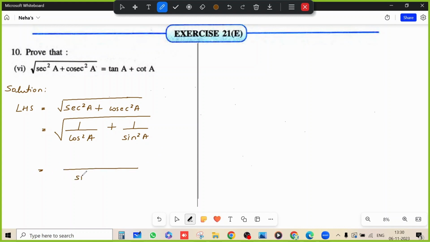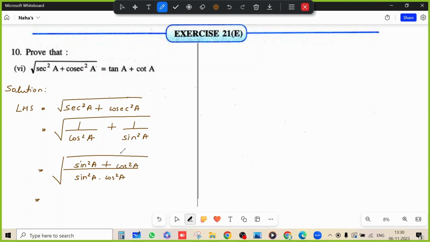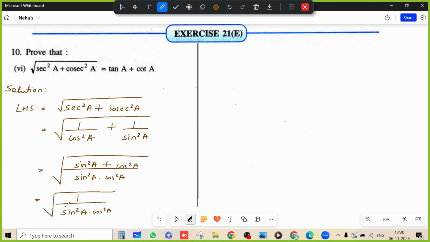So this will become sin square A into cos square A, and the numerator will become sin square A plus cos square A. Now we know that by the trigonometric identity sin square theta plus cos square theta is equal to 1, the value of the numerator will become 1. So this will become 1, and the denominator is sin square A into cos square A, and we have to find the square root of this. So square root of this is equal to 1 by sin A into cos A.